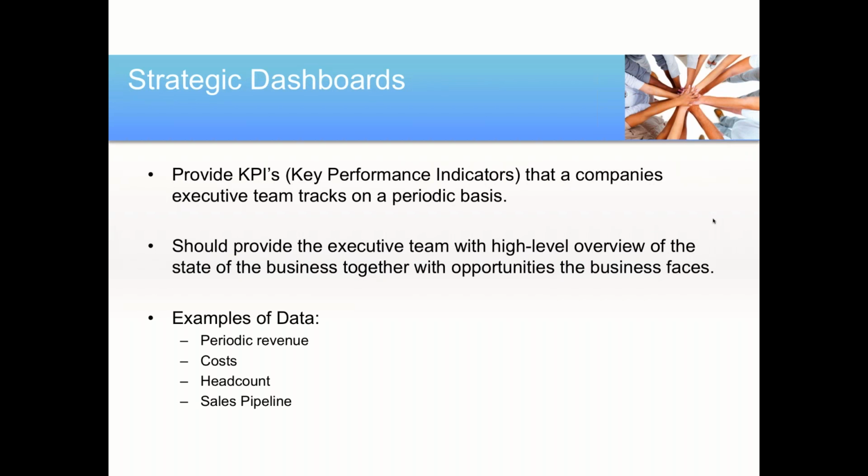Strategic dashboards, they provide KPIs, or key performance indicators, that a company's executive team needs to track on a periodic basis. So these should provide the executive team with a high-level overview of the state of the business altogether, with opportunities that the business faces. So some examples of this data are periodic revenue, costs, headcount, sales pipeline, etc.